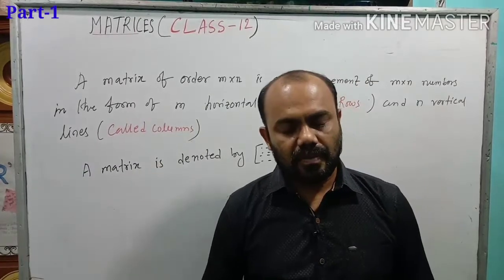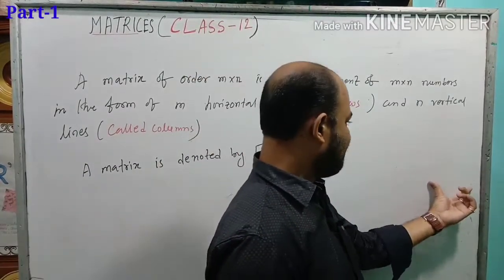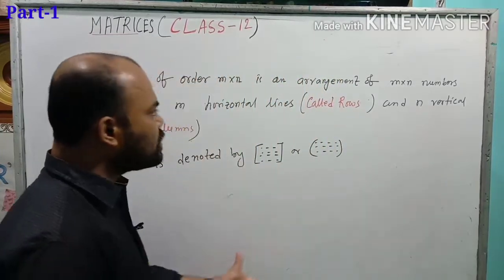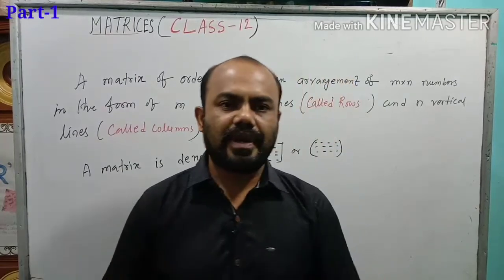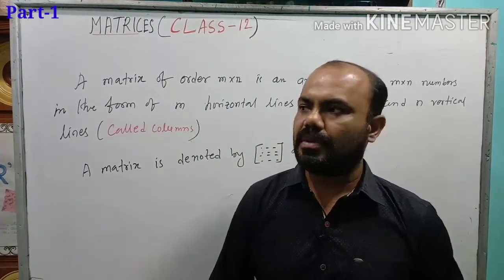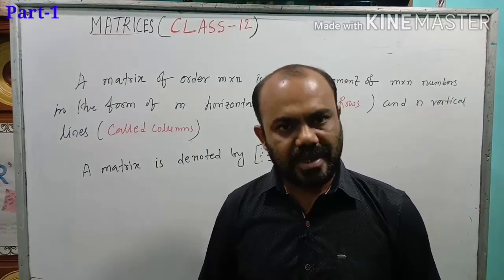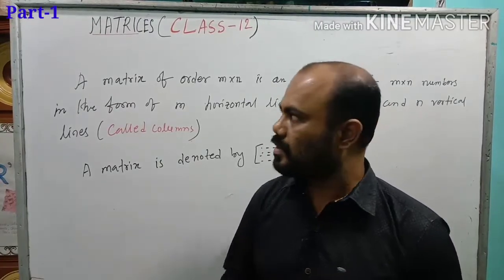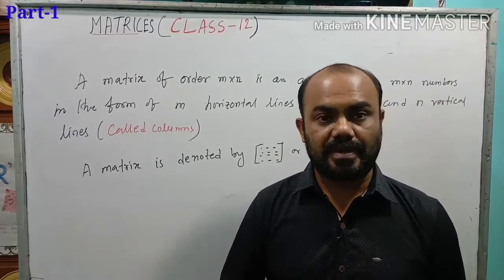And what are the similarities? There are lots of similarities. You will get the structure, rows and columns, etc., as in the determinant. You will get the same thing in matrices also. And another thing is that some operations are almost the same in determinants and also in matrices. Now let us first see the definition of a matrix.